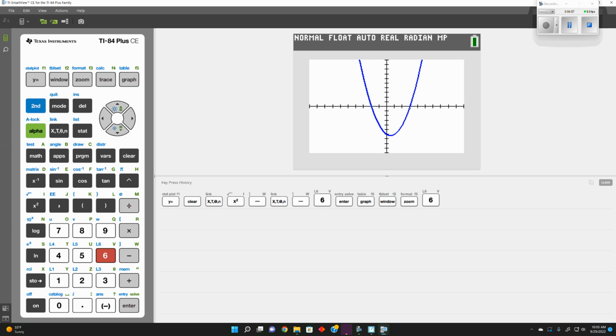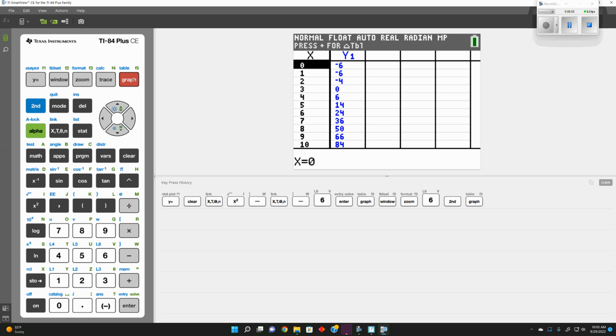It's kind of easy to see these two here, but what we can do also is say second graph. Second graph will give us a table. I click graph and then it just shows the line. So we can go zoom 6. Zoom 6 is zoom standard. So the plot up here, hit enter.